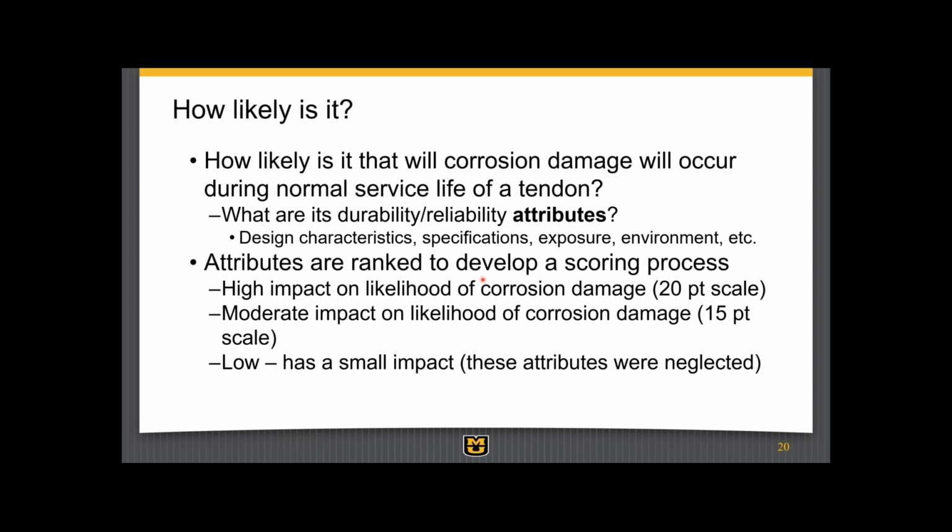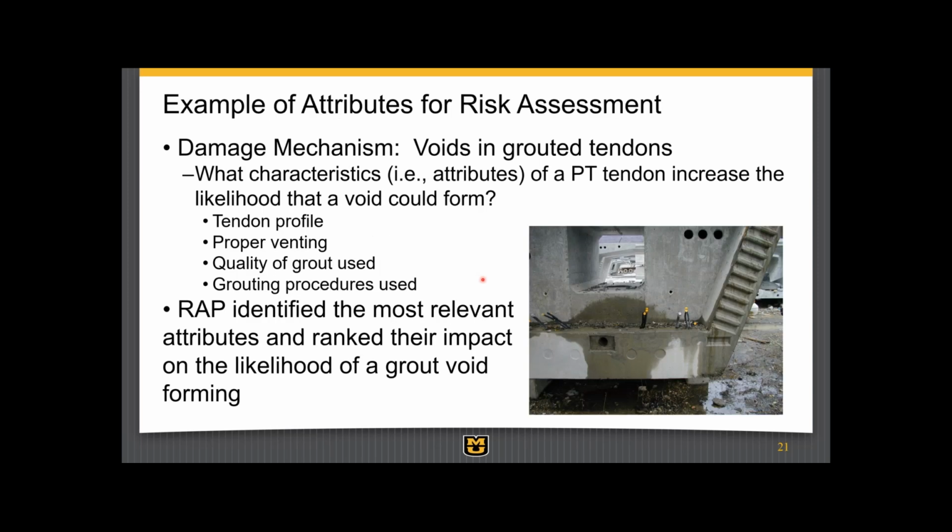And so we use those 6 basic damage mechanisms to look at attributes for the post-tension tendons that might contribute to those different damage mechanisms occurring. Design characteristics, what specifications are applied, what is the exposure environment, etc. Those attributes are then ranked by the panel as high, moderate, or low based on how much impact they'll have on the likelihood of corrosion damage occurring.